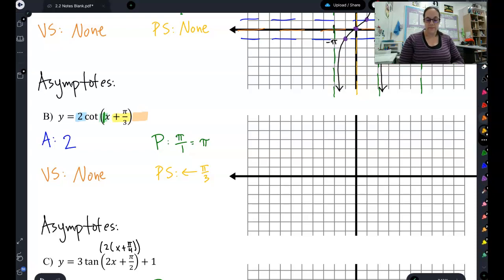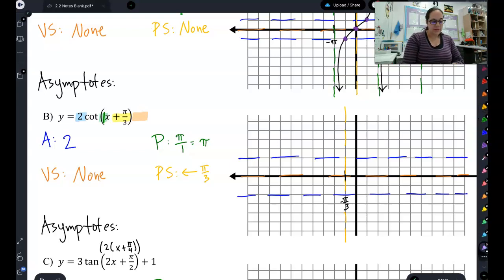So let's draw this. Vertical shift first, that's none, so that stays here. Amplitude up 2. Down 2. Phase shift is left pi thirds. So I'm going to make this one negative pi thirds, so I can go left pi thirds. And this is a cotangent graph.